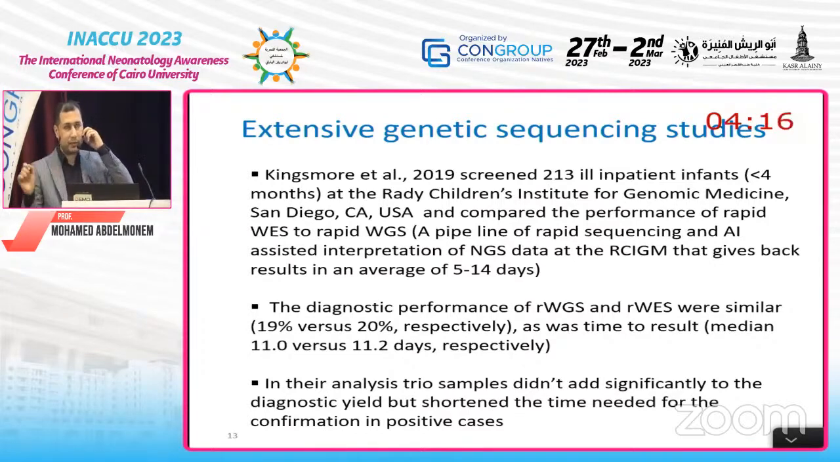Because when I get a positive result with a novel variant, a variant that hasn't been reported before, I need to confirm this variant in the parents of the proband. Thus, a trio analysis from the start is very much time saving.